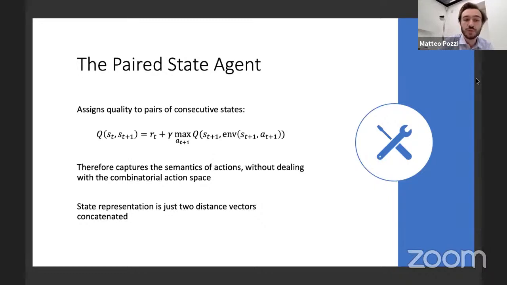Basically, what we do is we assign a quality to pairs of consecutive states. In that way, we can capture the semantics of a state transition without having to incorporate learning about actions into the neural network. So we avoid this combinatorial action space. And so the state representation is just two distance vectors concatenated.